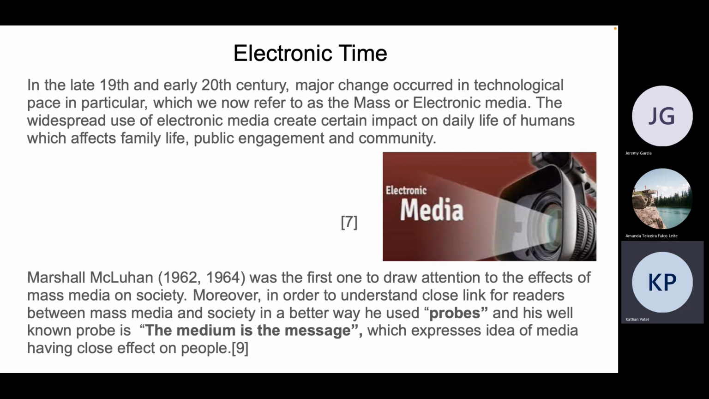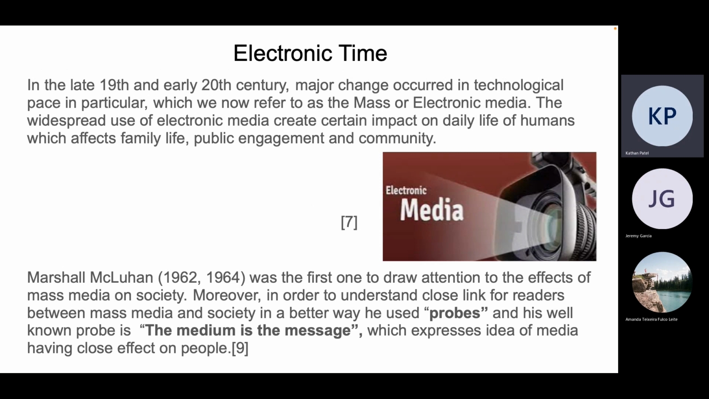It's time for the electronic. In the late 19th and the early 20th century, a major change occurred in the technological pace, which we now refer to as mass or electronic media. The widespread use of electronic media has a certain impact on the daily life of humans, which affects family life, community, and public engagement. Marshall McLuhan was the first one to draw attention to the effects of mass media on society. Moreover, in order to explain the close link between mass media and society in a better way, he used a famous phrase, the medium is the message, which expresses the idea of media having a close effect on people.